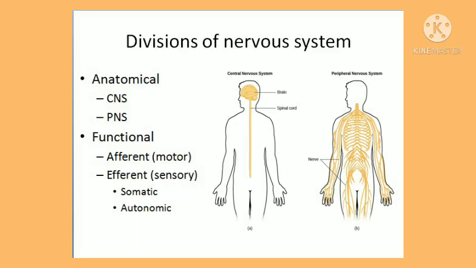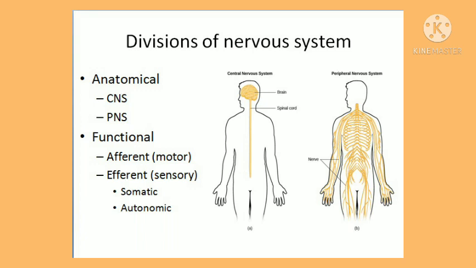Next, the divisions of the nervous system. The nervous system is divided into two: one is anatomical and the other functional. The anatomical division includes the central nervous system, which comprises the brain and spinal cord. The CNS is the seat of learning, memory, intelligence and emotions.